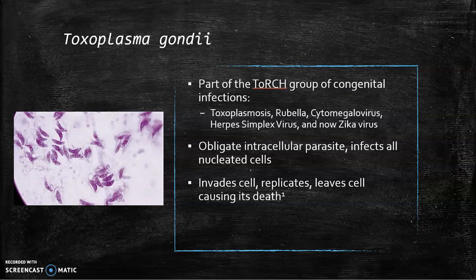So about toxoplasma in particular, it is an obligate intracellular parasite. So it only gets into all nucleated cells and can cause infection. And I'll talk about how that causes infection in just a moment. But the big picture is it invades the cell, replicates inside, and then it bursts out of the cell, causing destruction.